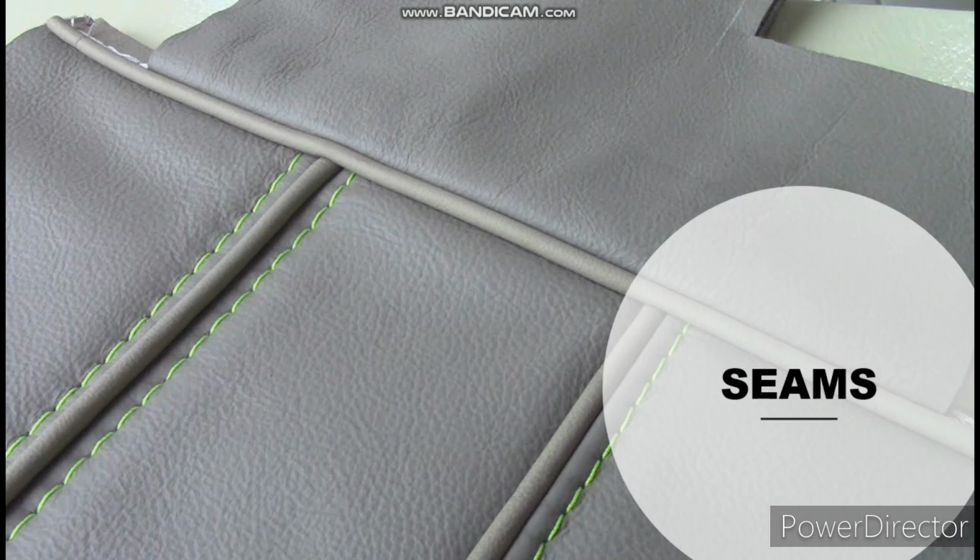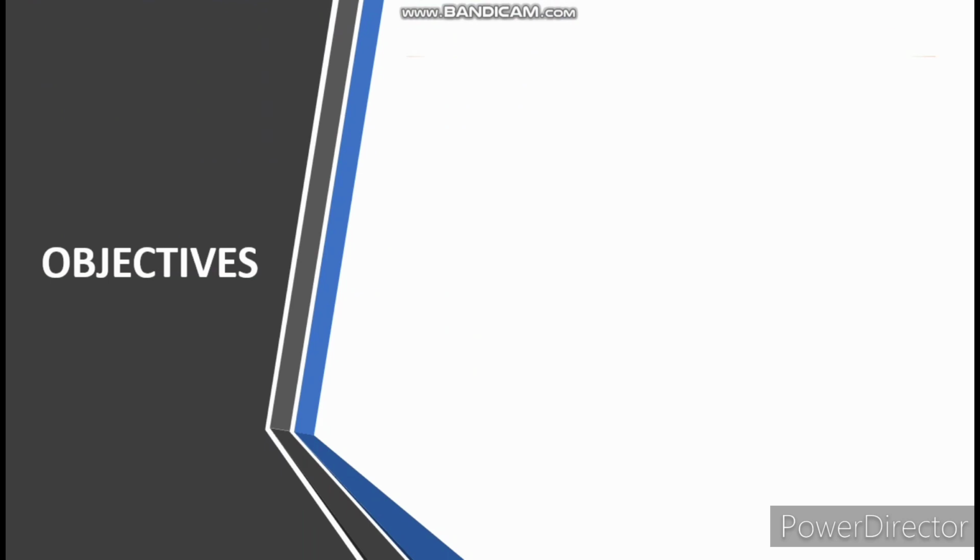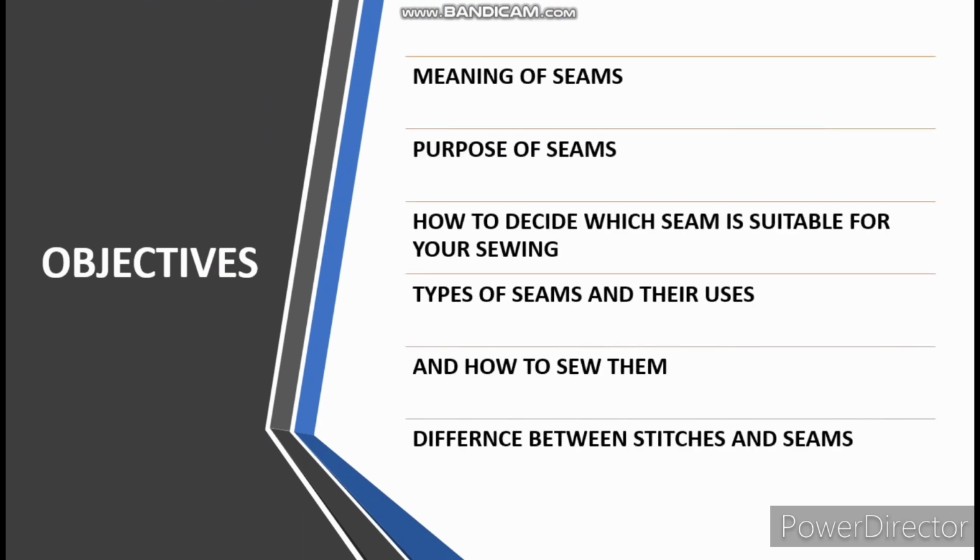However, at the end of today's class, you should be able to know the meaning of seam, the purpose of seam, how to decide which seam is suitable for your sewing, be able to list out the types of seam and their uses and how to sew them. And finally, we will look at the difference between stitches and seam.